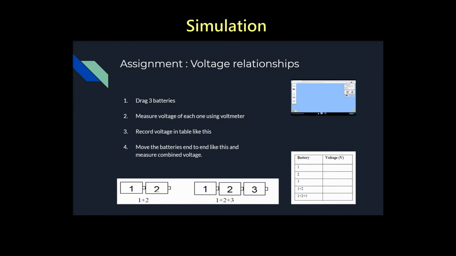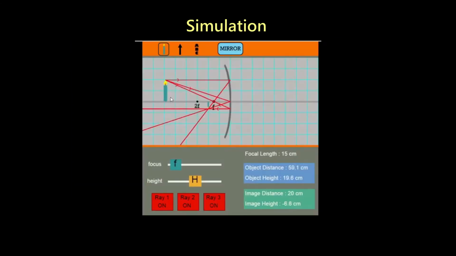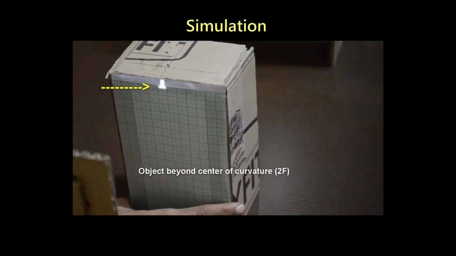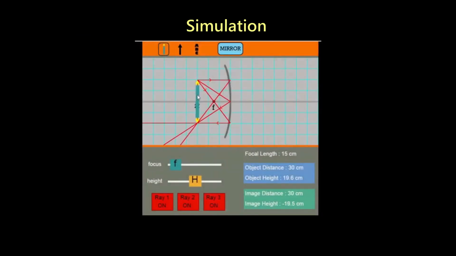Assignment videos which include simulation-based exercise can be a good choice. In this sample video, the focal length of the mirror is calculated. Simulation is shown side by side for each variation.